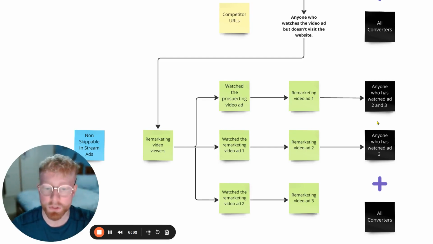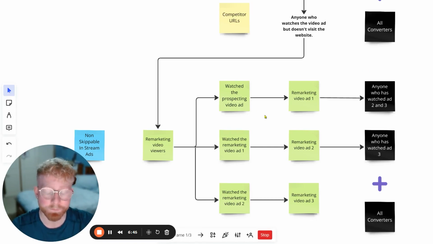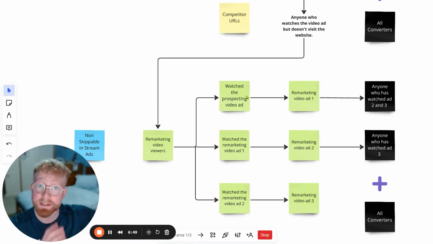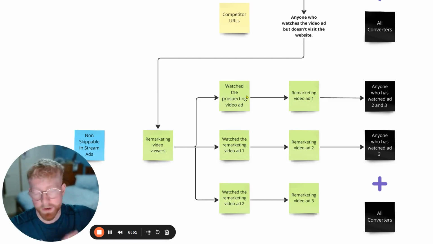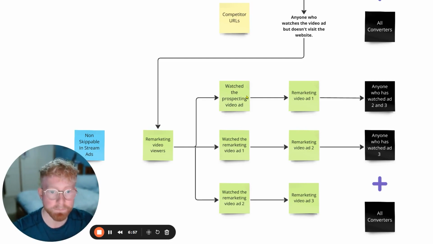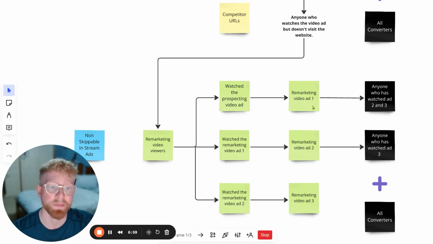Okay, so I have 3 different ad groups here, and how this campaign is structured is you've got the first ad group, which is this one, and we're targeting anyone who watched the prospecting video ad, that introductory video ad in the prospecting campaign. Anyone who watched that particular video ad but didn't click through to the website will then be retargeted by this remarketing video ad 1.